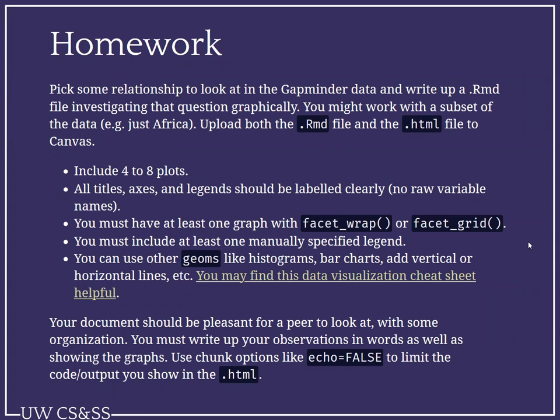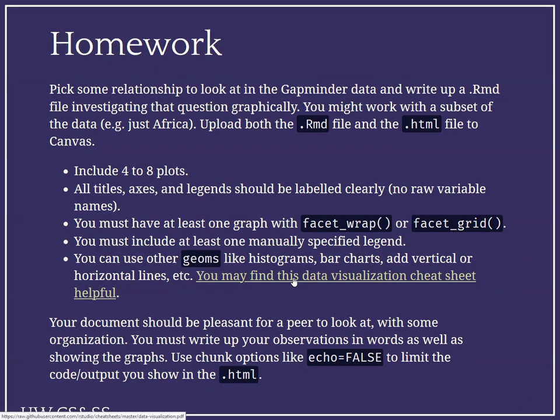Include 4 to 8 plots. All titles, axes, and legends should be labeled clearly, so no raw variable names, like none. Even if it's just country, capitalize the C. You must have at least one graph with facet wrap or facet grid. One fun thing you get to do is figure out what's the difference between these two things. You must include at least one manually specified legend. And what I mean by this is changing the names within it, changing what the values look like, that kind of thing. You can use other geoms like histograms, bar charts, add vertical or horizontal lines, etc.